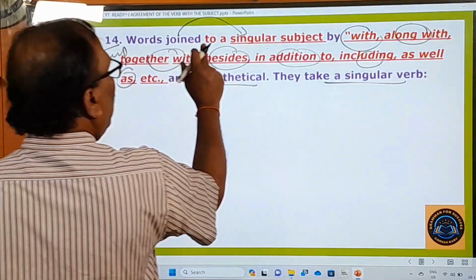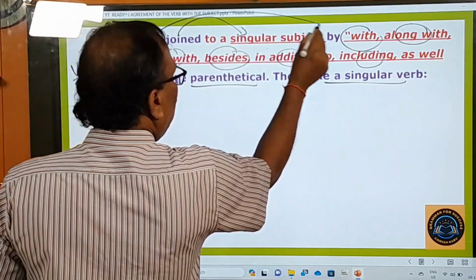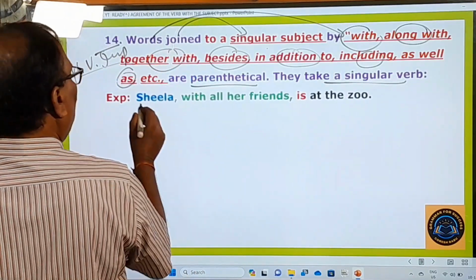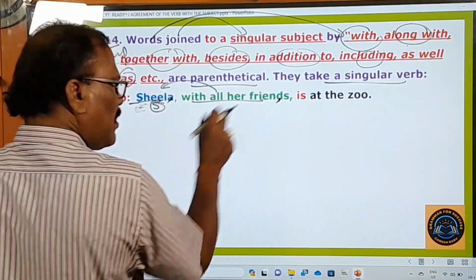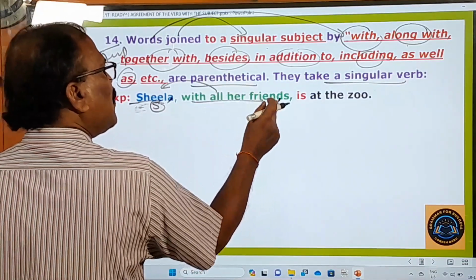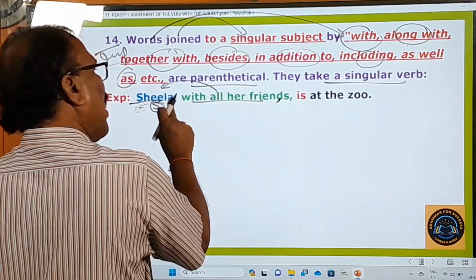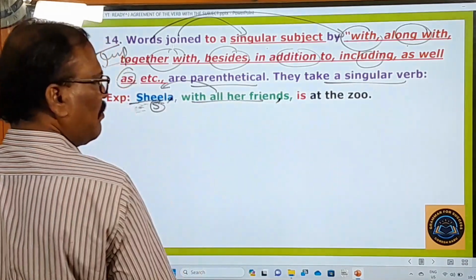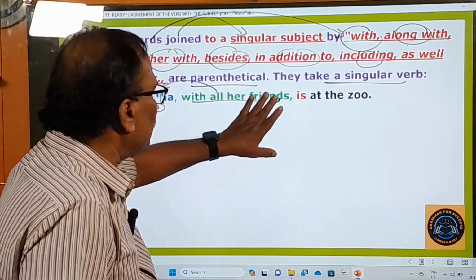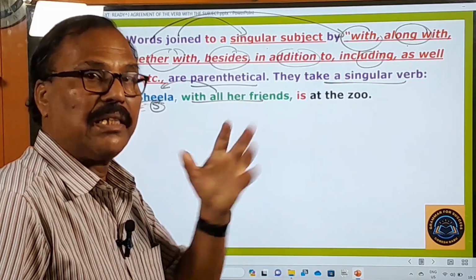So, words joined to a singular subject. How are the words joined? With these conjunctions. Let me give you one example. Sheila, with all her friends, is at the zoo. You are giving additional information. That's why it is put in commas. It's parenthetical. Parenthetical means it is separated by commas: here one comma, here one. Generally, nowadays, they are dropping these commas. That's why the students and test takers are getting confused.